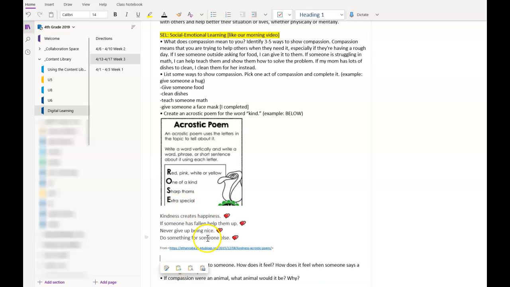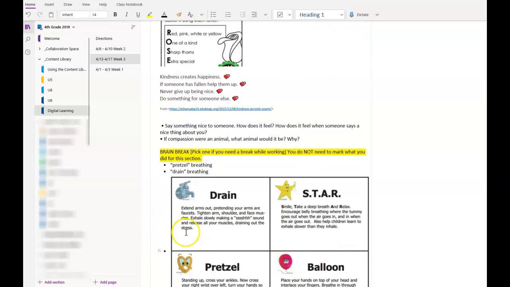So, kindness creates happiness. If someone has fallen, help them. Never give up being nice, and do something for someone else. So you'll see each starts with that first letter in kind. And this is where I got it from, Ethan Kava's website.